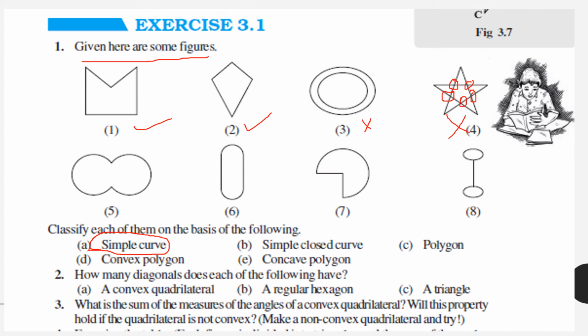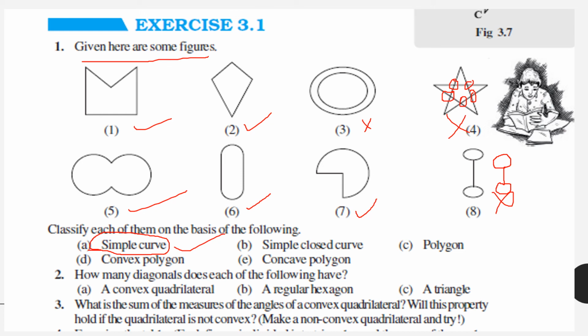In this case, point number 5, is it? Yes, it is. 6, yes, it is. 7 also. In this case, not, because while making this, you can see you are touching the point again and then again you are touching a point here. Hence, it is not a simple curve. So we have got this.